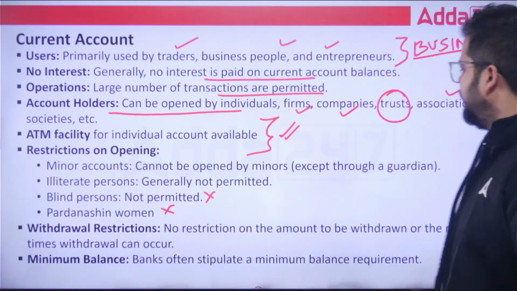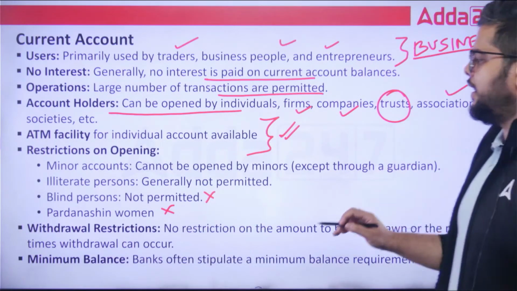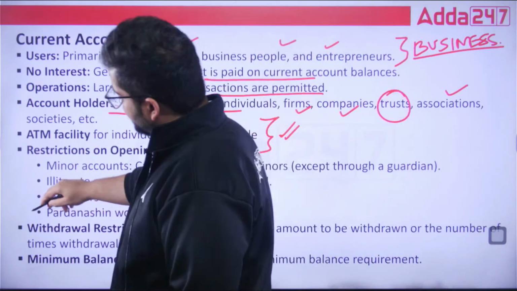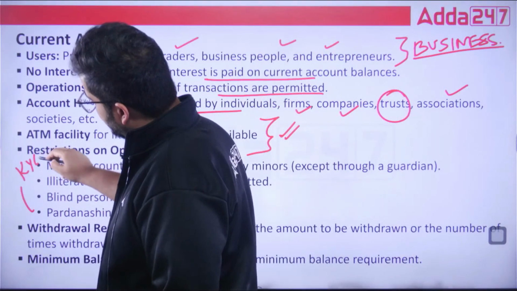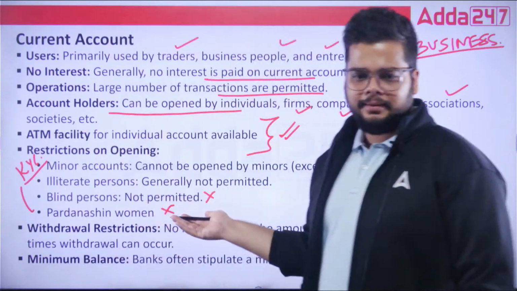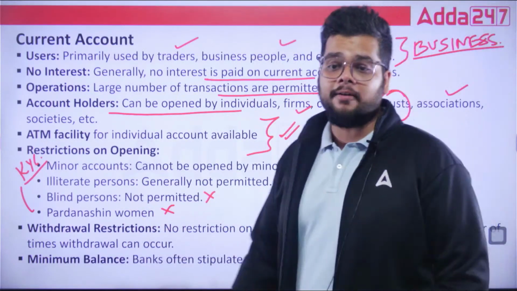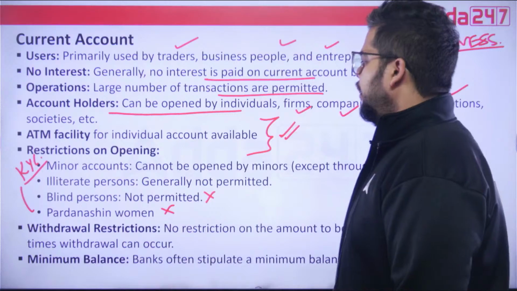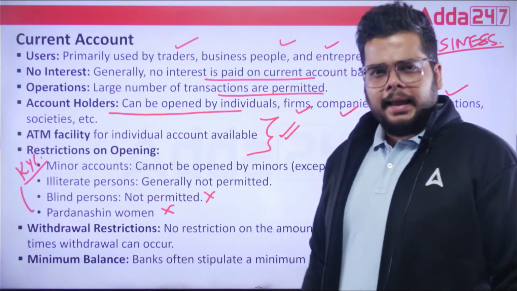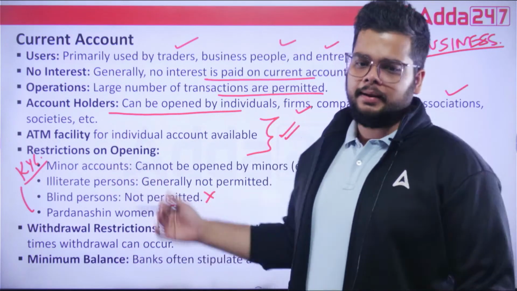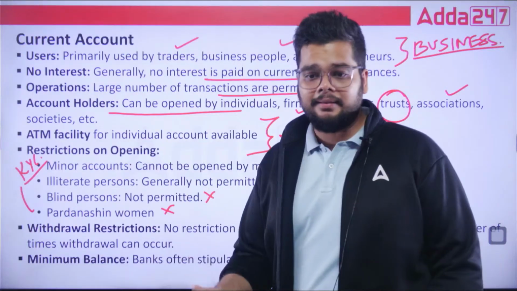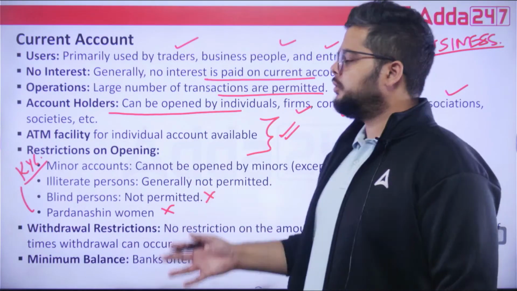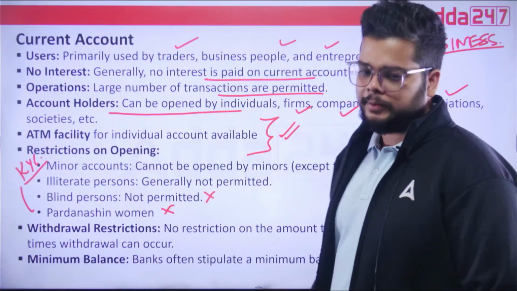So basically, if you cannot ensure the KYC of a particular individual, that is a Pardanashin woman, there you need to have 2 witnesses always. Blind person, again some assistance is required. Illiterate person, the signature is an issue. Minor accounts, the age factor chips in.